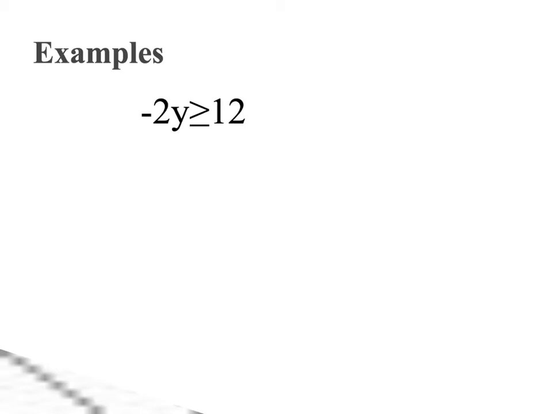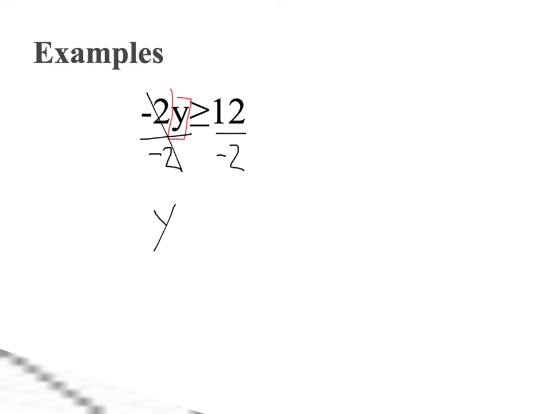Our last example here, negative 2y is greater than or equal to 12. We need to isolate our variable, which in this case is y. We need to get it by itself. Negative 2 times y, the opposite of multiplication is division, so we're going to divide by negative 2. Our negative 2's cancel.